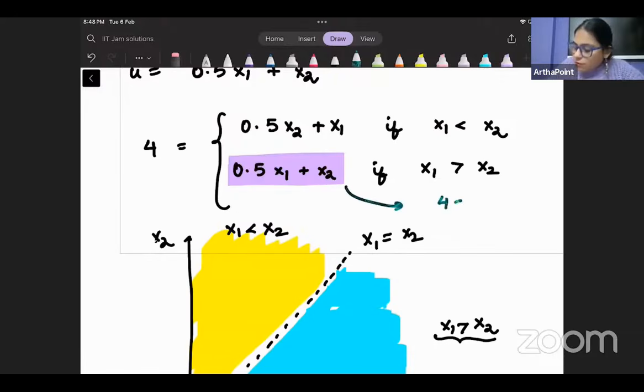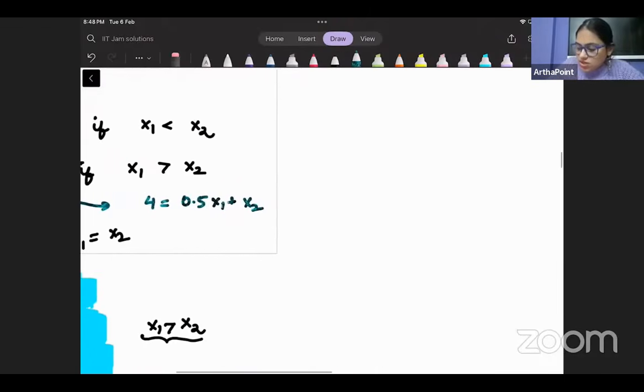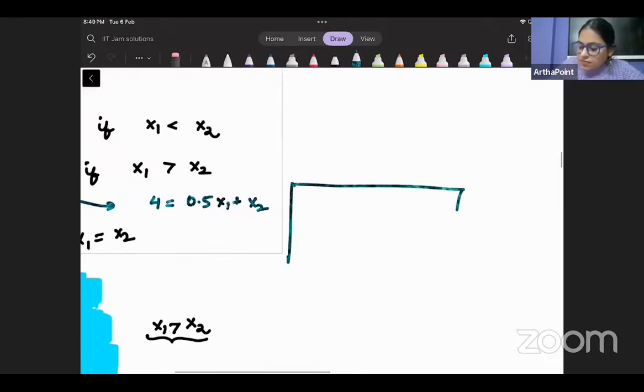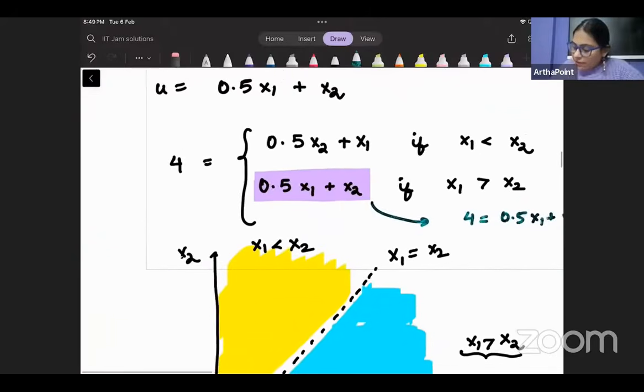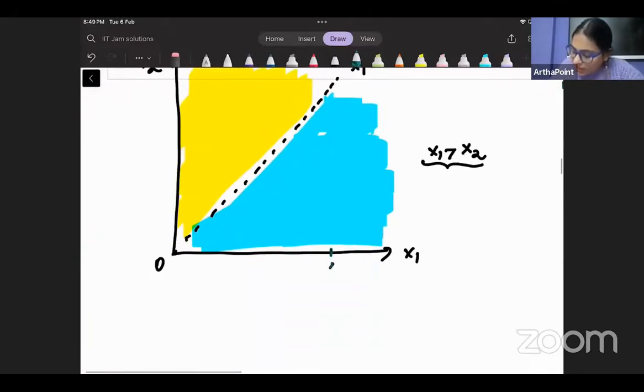I am equating 4 equal to 0.5 x1 plus x2, na, so what can the intercepts be? When my x2 is 4, x1 is 0. When my x1 is 8, x2 is 0. Both will give me utility of 4, right? So I can have x1 as 8 and x2 as 4, and this is my IC.